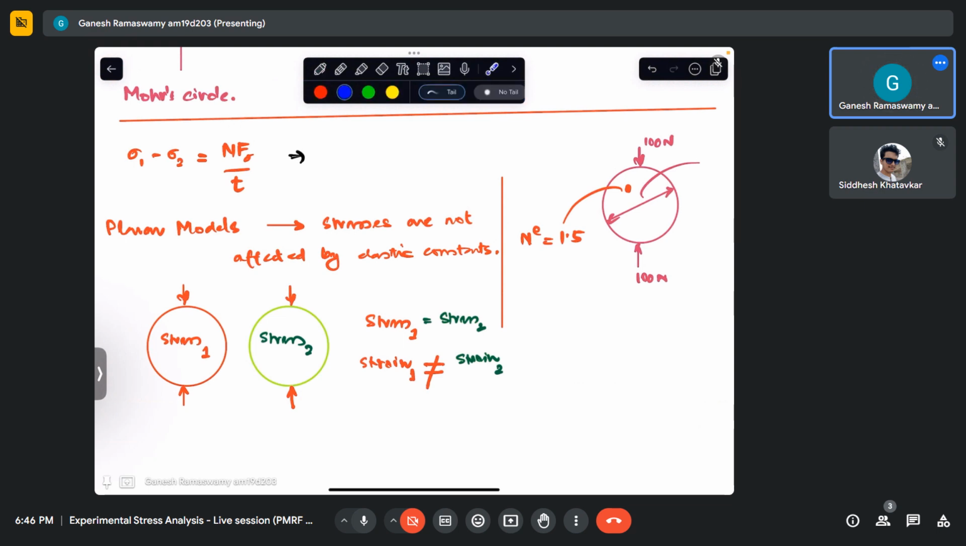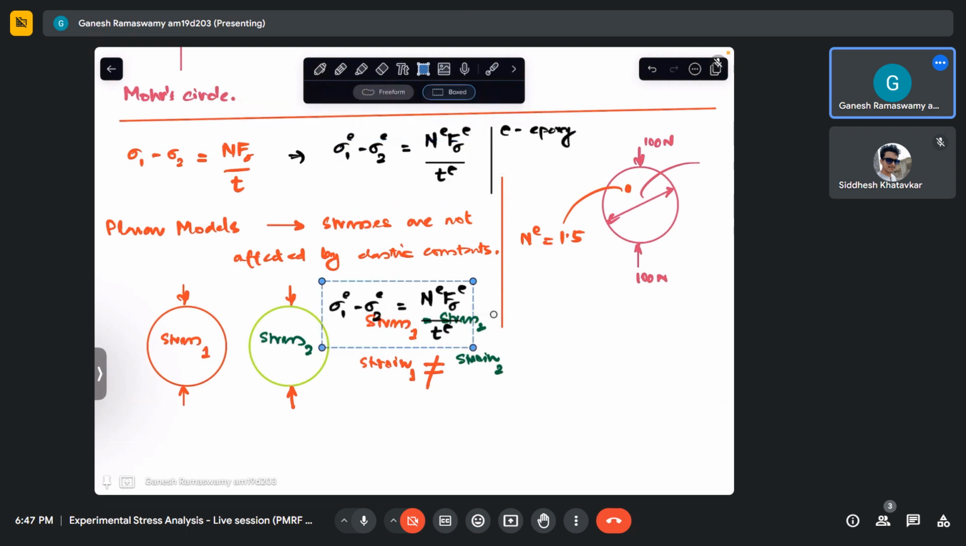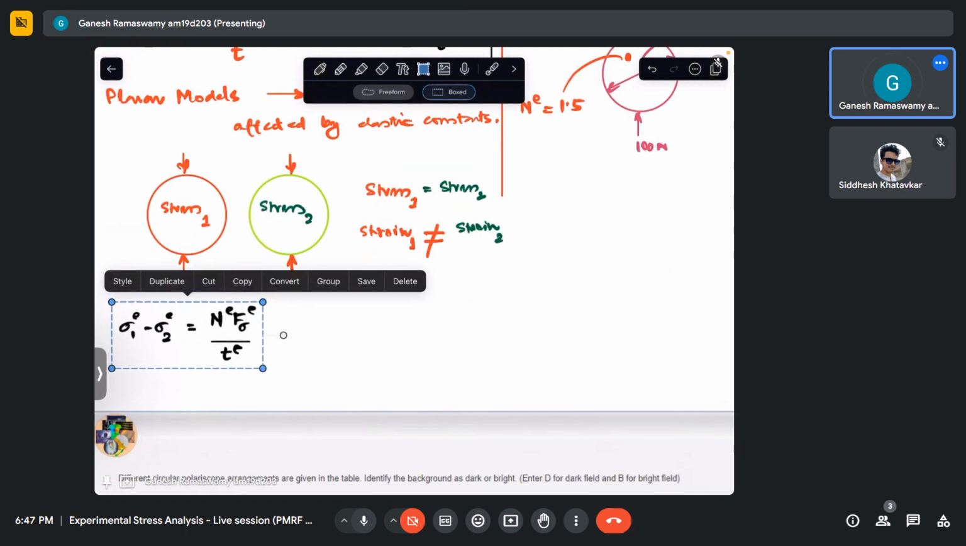that in the epoxy disk at this point, some sigma 1 minus sigma 2 has caused the fringe order to be 1.5. So sigma 1 minus sigma 2 in epoxy has given me the fringe order N_E times F sigma E by t of E, where the E subscript E implies epoxy. Now let me just make a copy of this, bring it here.